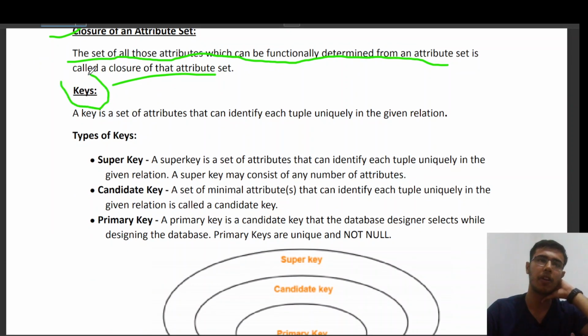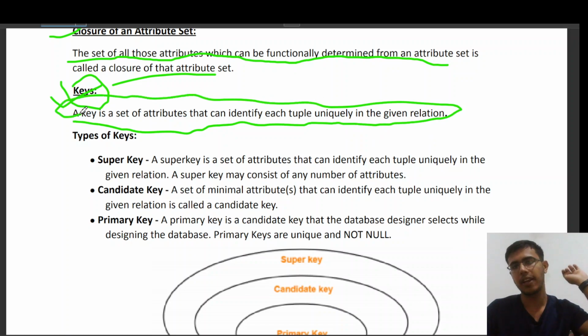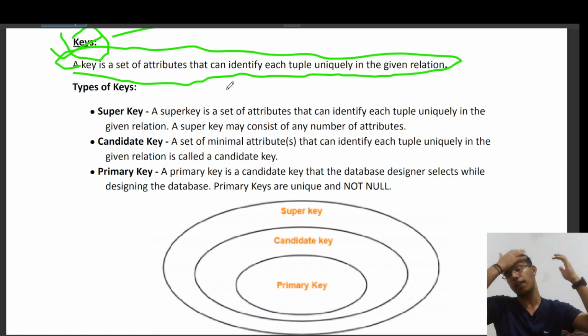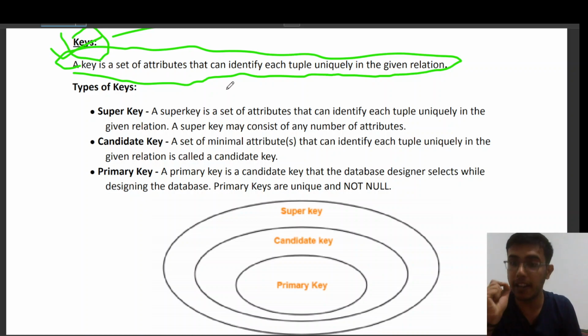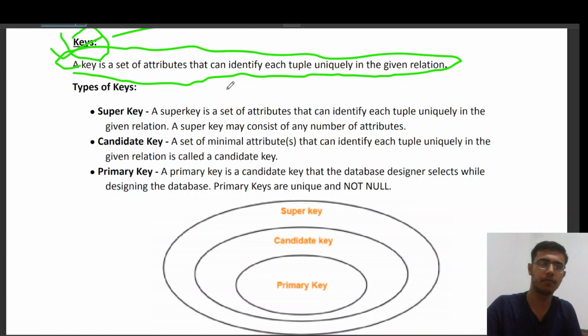The next thing is what we call a key. What is a key? A key is a set of attributes that can identify each tuple uniquely. Right? So a key is basically used to identify each tuple uniquely. The concept of keys basically comes from there. If you are able to uniquely identify with a set of attributes, then that is a key. So a key is basically an attribute of an entity which can uniquely identify a tuple. What exactly is a tuple? A tuple is basically a row or an entry in a database.